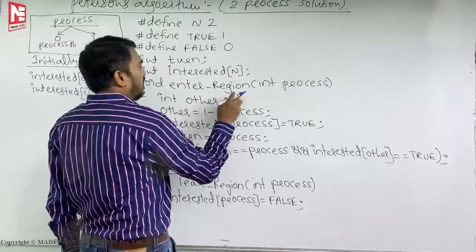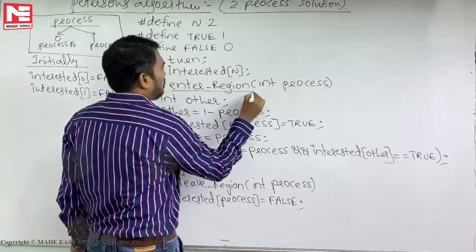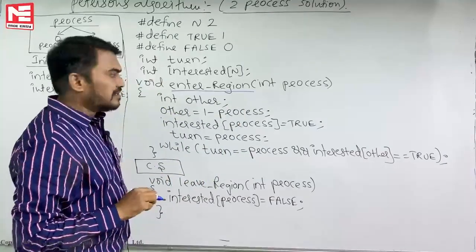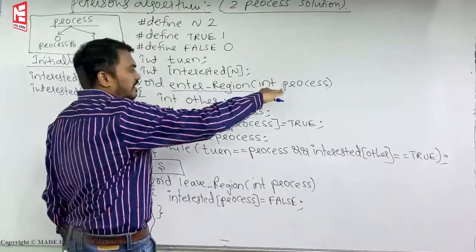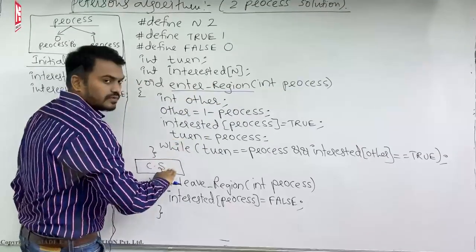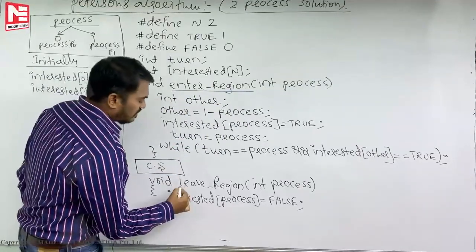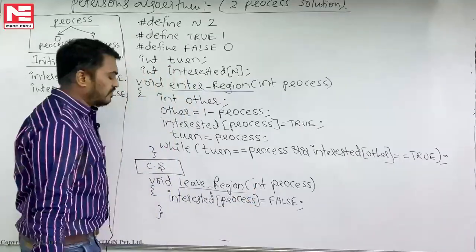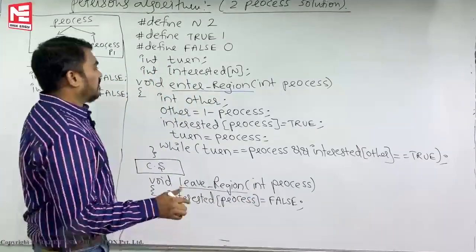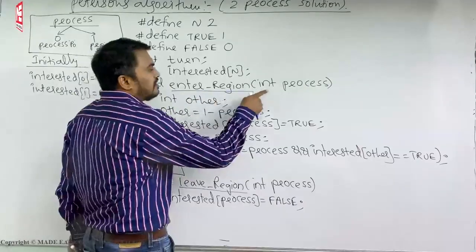Next, void enter_region. This is the code used by the process to enter the critical section. It will execute this, and if everything is fine, it will enter the critical section, and while leaving you execute the leave_region code: leave_region sets interested[process] to false. Now listen here, void enter_region(int process).